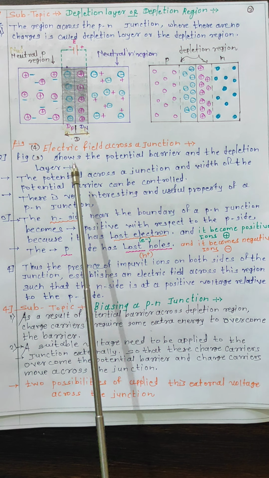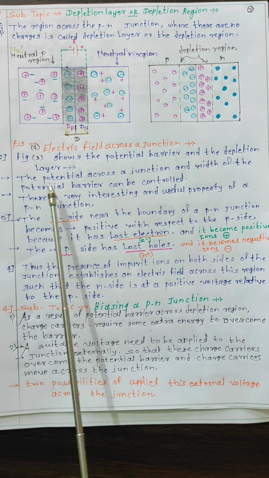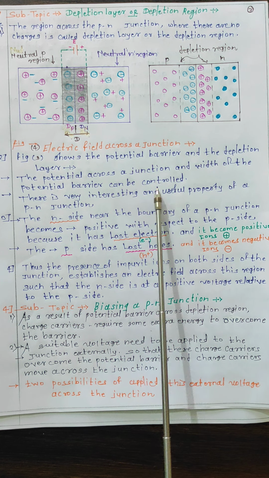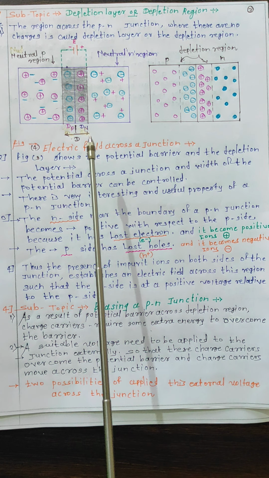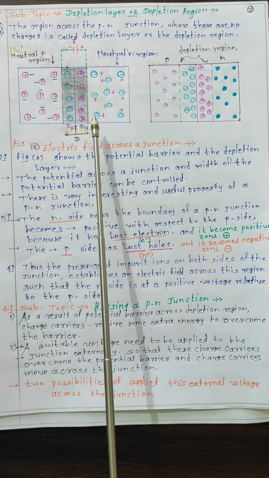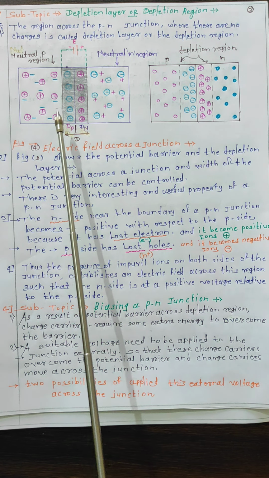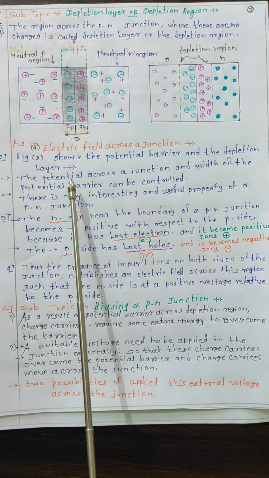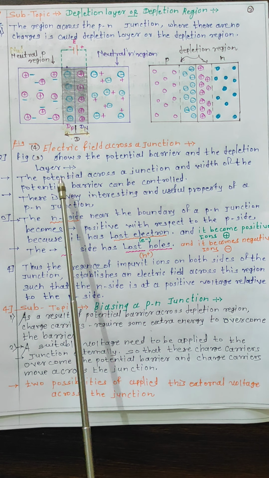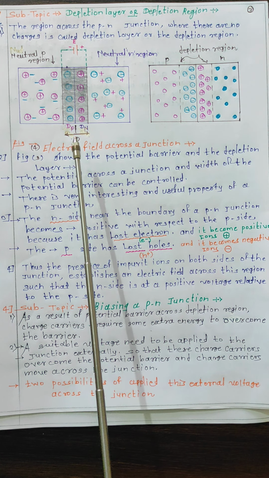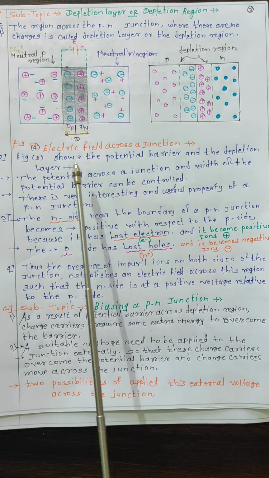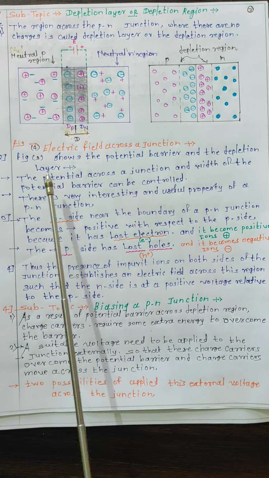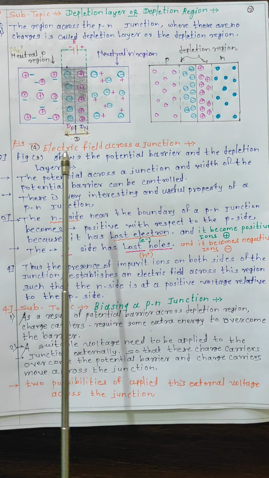Next, the potential across the junction and the width of the potential barrier can be controlled. In that figure, this depletion layer or potential barrier, the potential across the junction and the width of the potential barrier can be controlled. This is a very interesting and useful property of the PN junction.